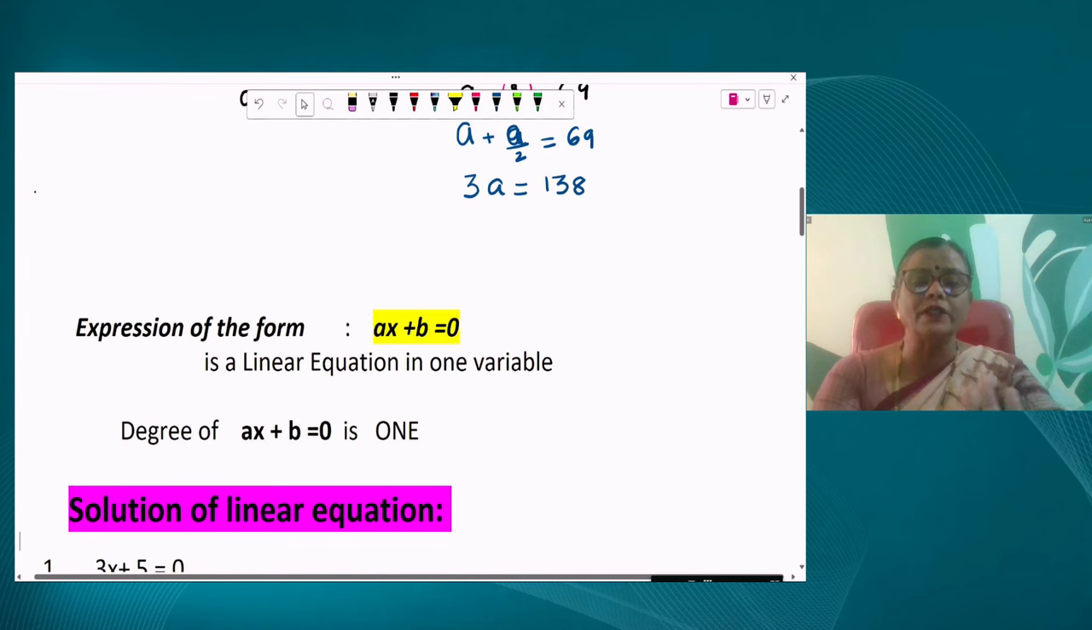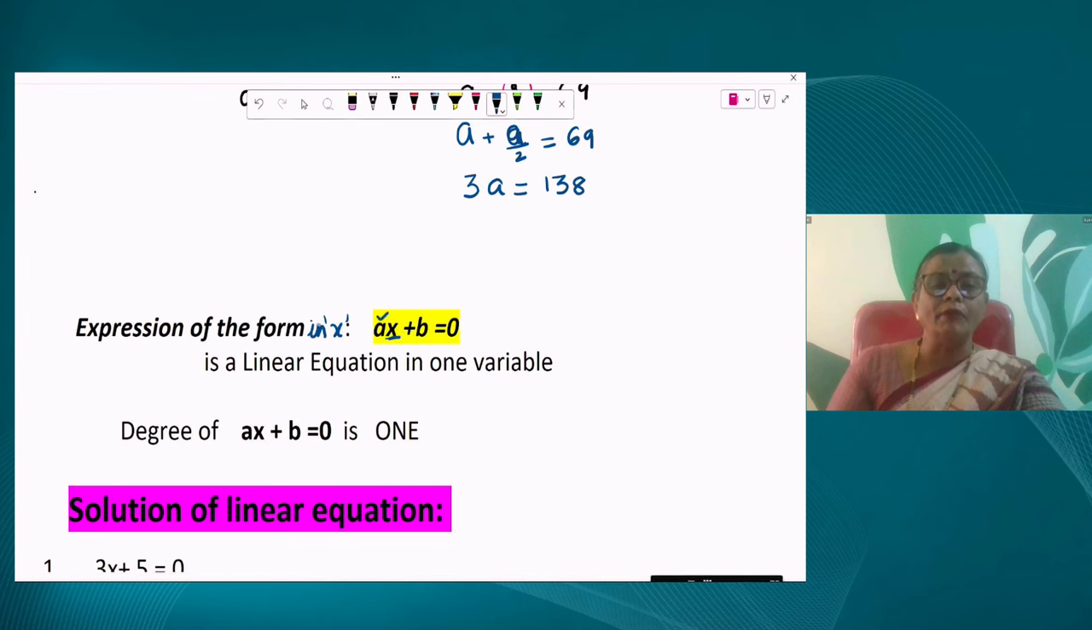Now you come across this A, X, B; they are all expressed in terms of literals. There is no numeral seen in it. So how do we express it? It's a linear equation in X. That is, X is the unknown quantity. A and B happen to be some real numbers.